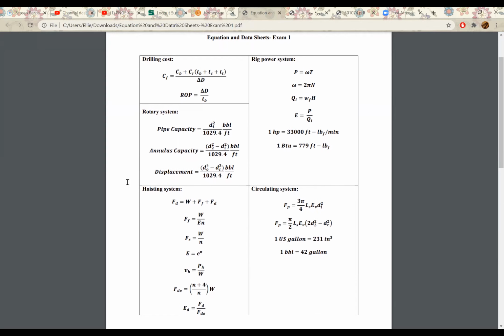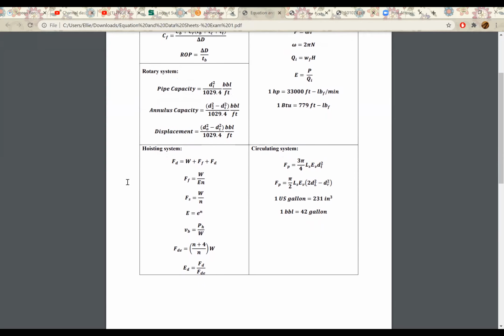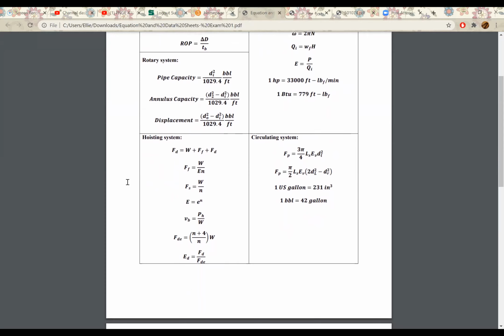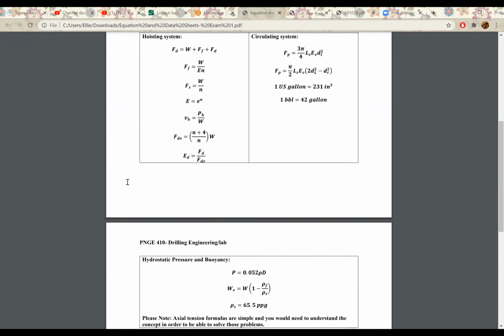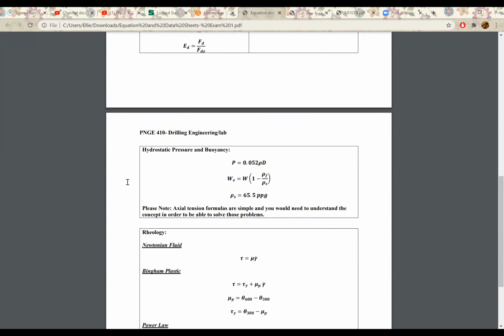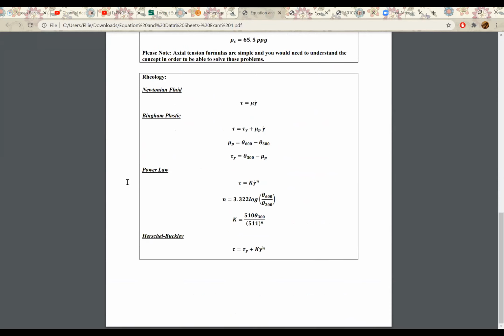Any other questions? Nope. All right. So, rheology, you will have a question from the rheology, I'm telling you. So make sure you understand these equations and how you calculate different properties. There is a problem there for you to calculate the rheology of the fluids.